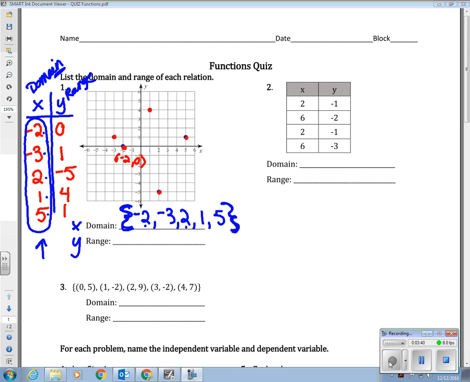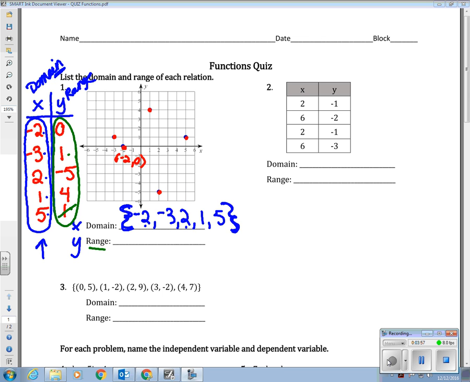Okay, the next one I need to look at is my range. So here are my range values. Again, I'm going to look to see if I have any duplicate numbers, and this time I do. 1 is twice. I have 1 here and here. I do not need the second one.